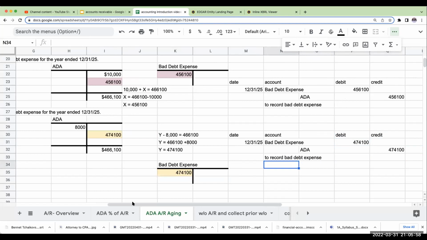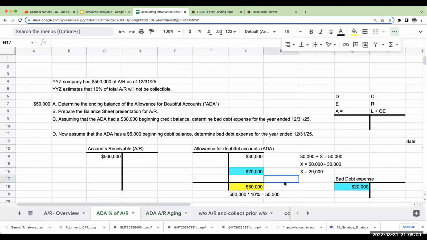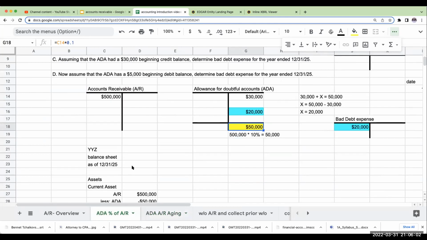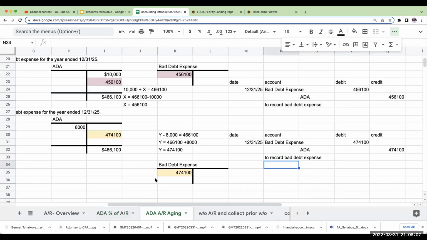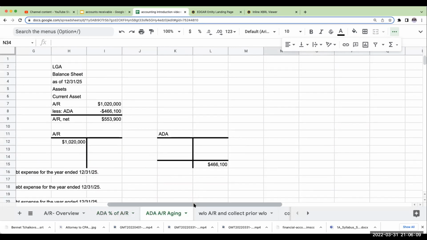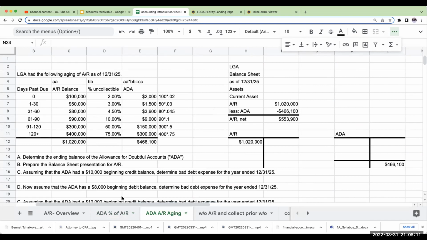So as we look at both of these methodologies, we're doing the same thing. The balance sheet presentation looks very similar. It's just different ways of getting to the number. These are both acceptable methods for determining the allowance for doubtful accounts.